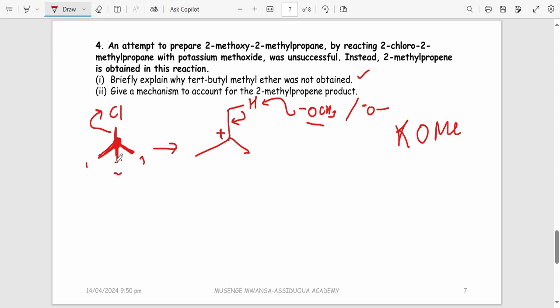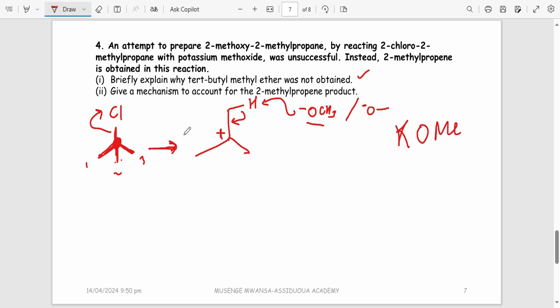This compound is tertiary. For tertiary compounds, E1 or SN1 can happen. That would depend on the solution that you have. If in solution we have a protic solvent, the chlorine can go and stabilize the ion that we form. That is by the SN1 mechanism.